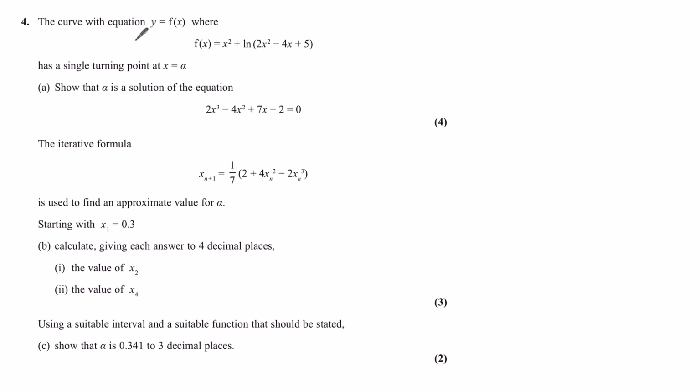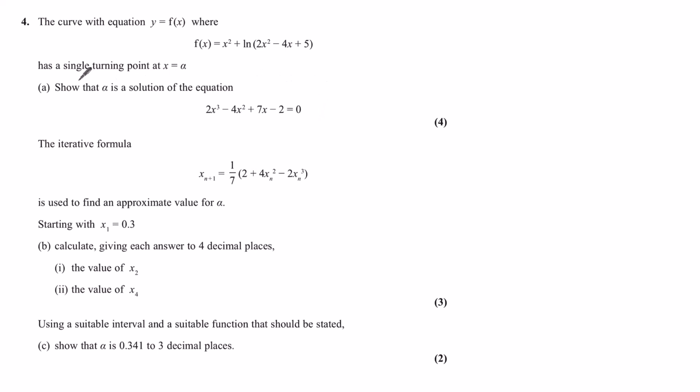Question 4. The curve with equation y equals f of x, where f of x is equal to x squared plus ln of (2x squared minus 4x plus 5), has a single turning point at x is equal to alpha. Part A. Show that alpha is a solution of the equation 2x cubed minus 4x squared plus 7x minus 2 equals 0. Okay, now let's look at this.